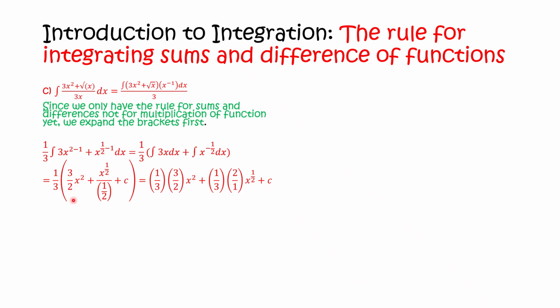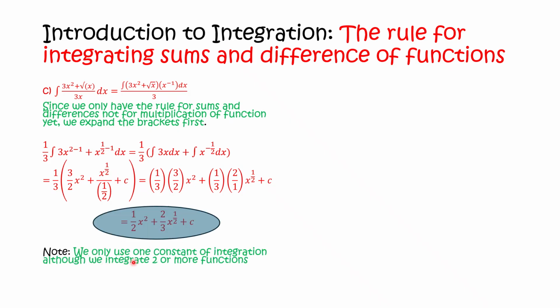Now, with that, we add 1, we divide by the new power, so what we would have is 1 over 3 outside the brackets, and inside we'd have 3 over 2 x squared plus x to the power half divided by half plus c. And that would give us 1 over 3 times 3 over 2 x squared plus 1 over 3 times 2 over 1 times x to the power half plus c. Now, simplifying that, we have 1 half x squared plus 2 over 3 x to the power half plus c. Now, we still have the same constant of integration.